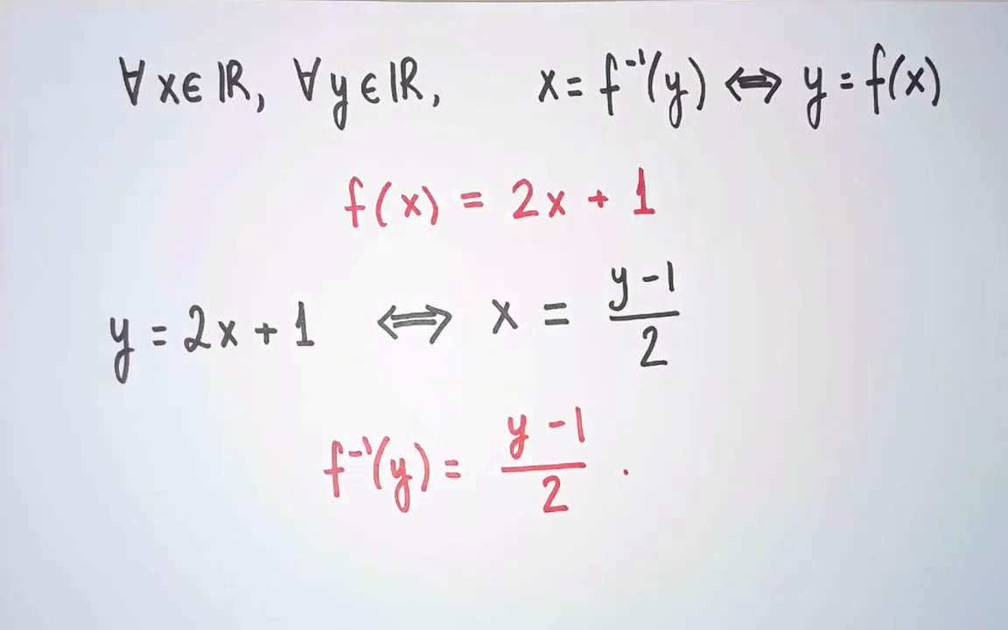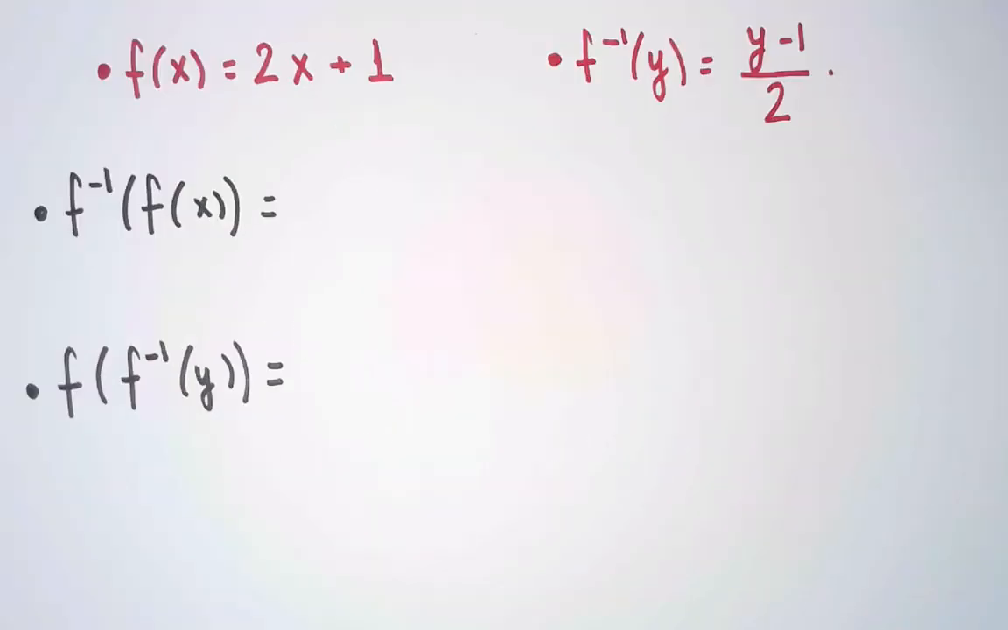If I want to do the same for a different function, the process will always be the same. However, solving for x may be more difficult. Sometimes it is even impossible to solve explicitly. Since the calculations are easy with this particular example, let's use it to verify the identities that we know pairs of inverse functions must satisfy.